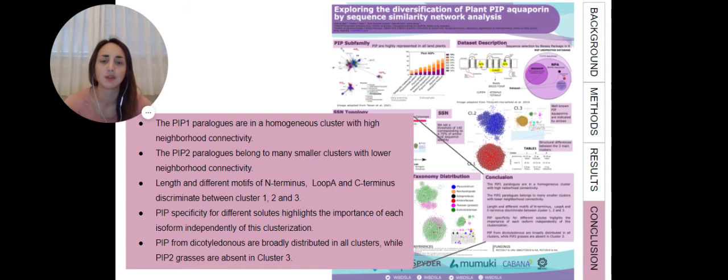PIP2 paralogs belong to many smaller clusters with lower neighborhood connectivity. Length and different motifs of the N terminus, loop A, and C terminus discriminate between clusters 1, 2, and 3. PIP specificity for different solutes highlights the importance of each isoform independently of this clusterization, and PIP2 from dicotyledonous are broadly distributed in all clusters, while PIP2 grasses are absent in cluster 3.